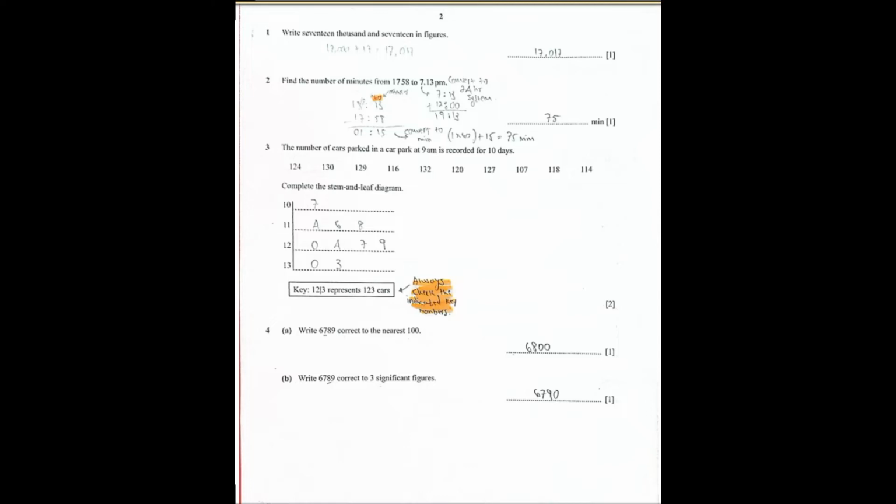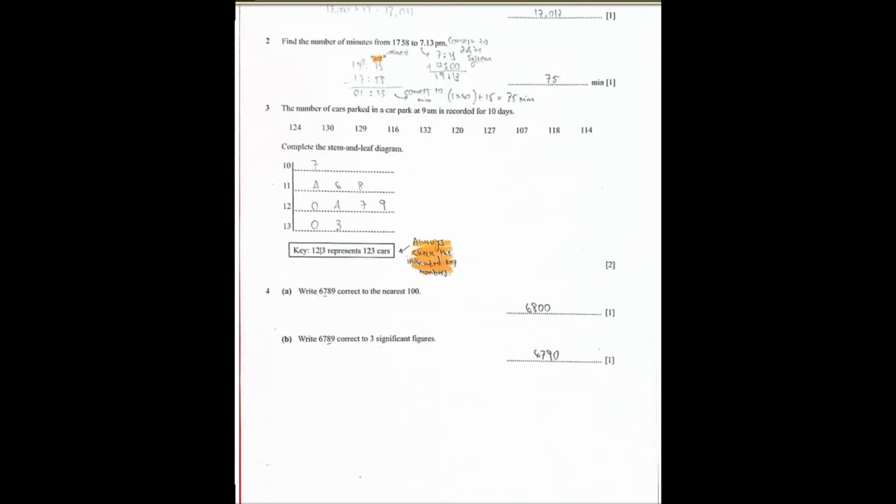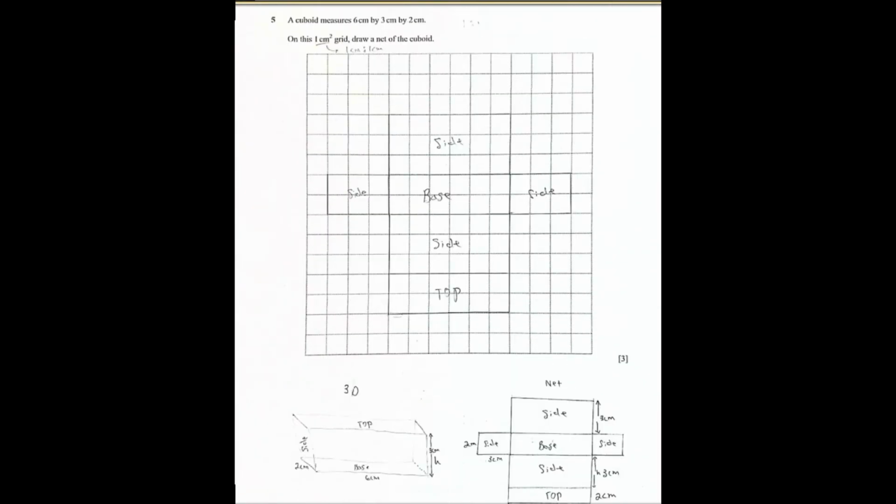Now, moving on to the other questions. Question 4a, it says write 6,789 correct to the nearest 100. So that would give us 6,800. Next question, 6,789. We have to write it correct to three significant figures, which is 6,790. The next question is about a cuboid that measures 6 cm by 3 cm by 2 cm.